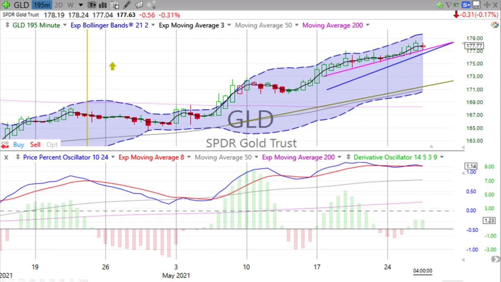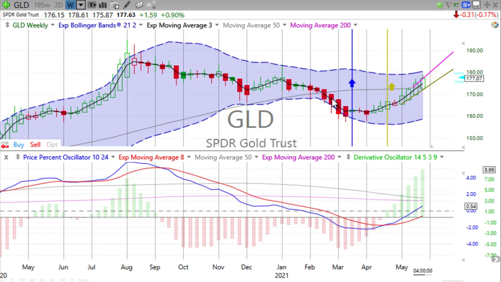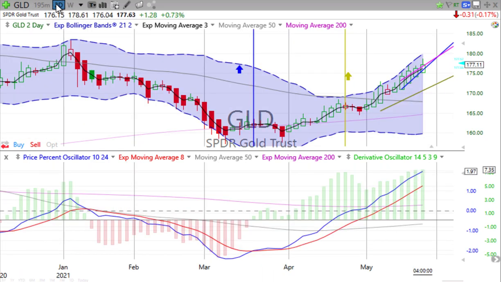Let's go to gold. Down also 0.17%. We'll start at the weekly as we always do. Nice green up candle hitting a higher high, moving up for the week. Price percent oscillator pulling away from the red signal line. Derivative oscillator heading up. Price above that weekly trend line. 2-day price moving right up that 2-day trend line. Price percent oscillator heading up. Derivative oscillator gaining upward momentum.